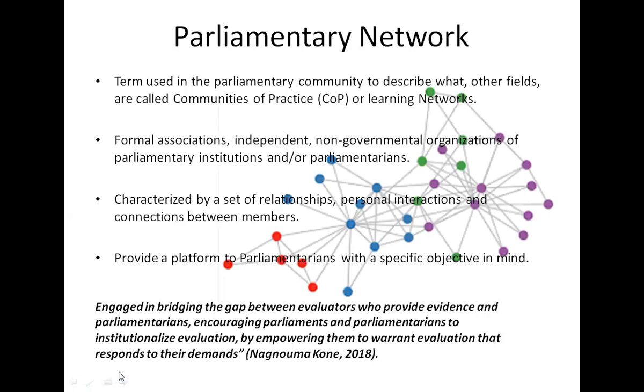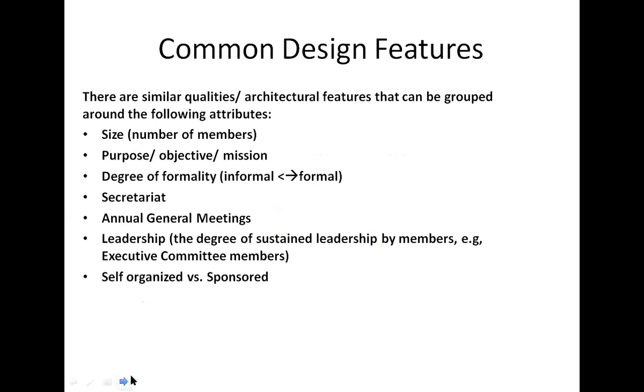So, having that, what are the commonalities that are faced by most parliamentary networks? They all have some common features, some design features that are similar. First, they are made by a group of people who share the same interests, and this time you're looking at parliaments, and this could be parliaments that are active or inactive parliamentarians. These are considered as parliamentarians who were previously in parliament but are no longer in parliament.